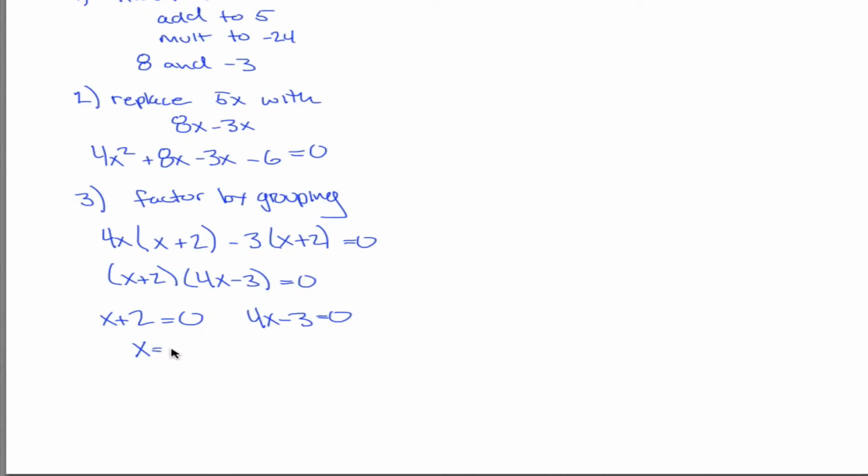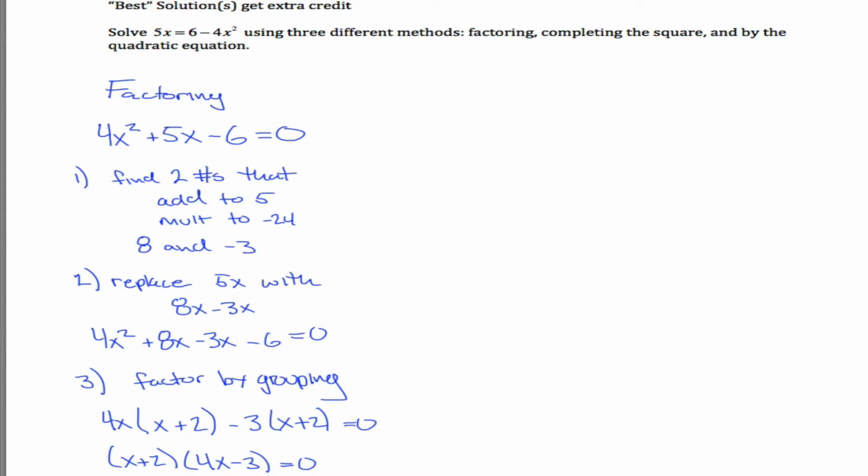Just isolate the x. Oops, 4x equals 3. So for this side, just subtract 2 from both sides. For this side, first add 3 to both sides, then divide by 4. And you get two answers. x equals 3/4 and x equals -2. Those are the answers. But what we're now going to do is find those answers a couple more ways. We're going to find those answers by completing the square.